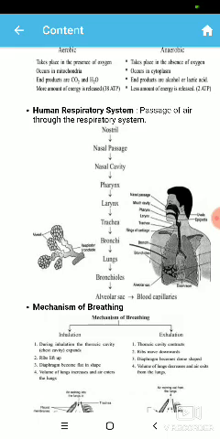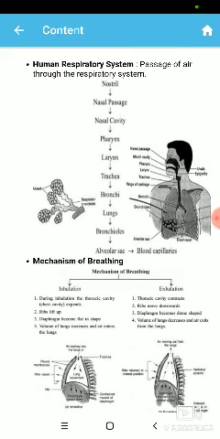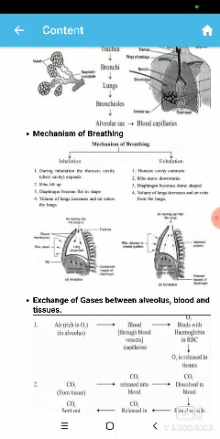Human respiratory system: passage of air through the respiratory system. Through the nostrils it passes to the nasal passage, nasal cavity, pharynx, larynx, trachea, bronchi, lungs, bronchioles, and alveolar sac. Then blood capillaries take oxygen and carry it to all parts of the body. Mechanism of breathing: inhalation and exhalation. During inhalation, the thoracic cavity, the chest cavity, expands, ribs lift up, the diaphragm becomes flat in shape, the volume of the lungs increases and air enters the lungs.